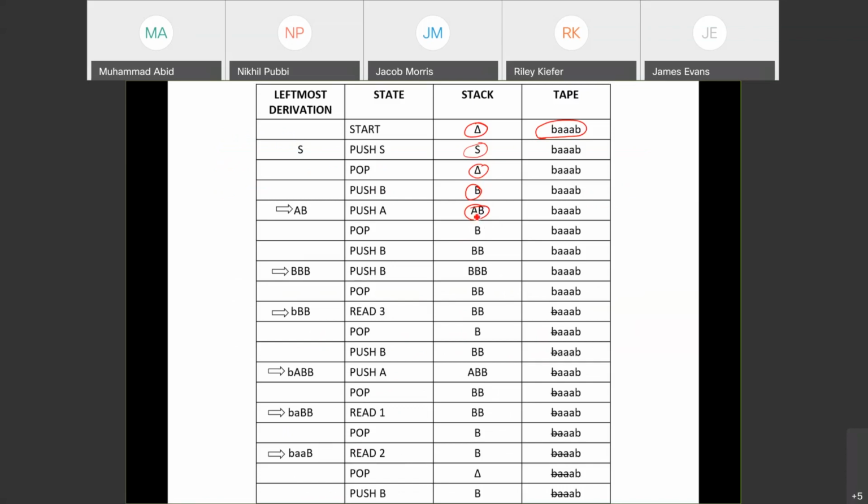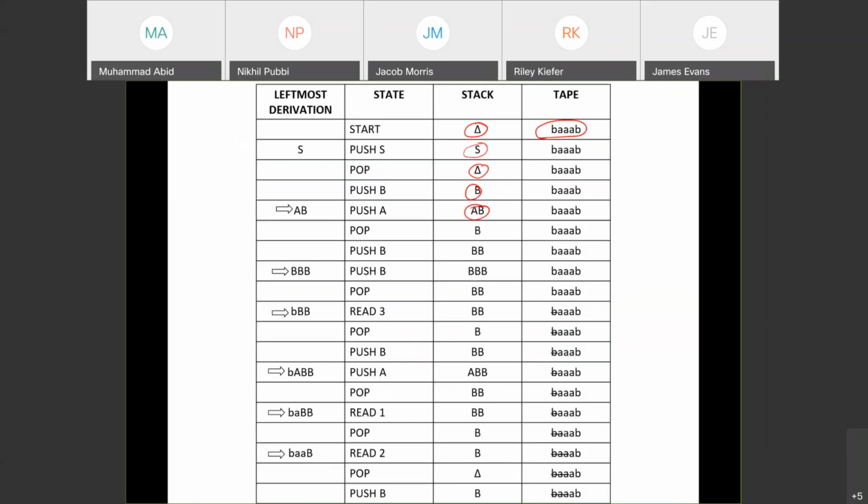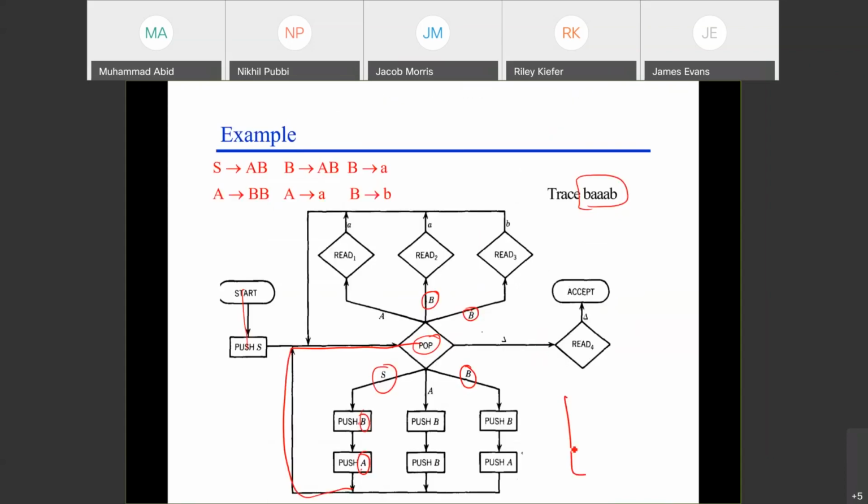How will A come out? Push A and push B. Oh, okay. So here you first push B and then push A. So A is on top, so A will come out. You are right. If you see here, you have a stack, and if you start from here, the circuit goes here, push B and then push A. So A is on the top.